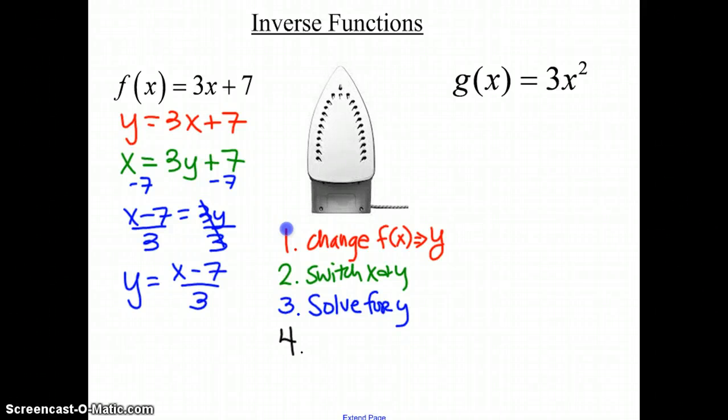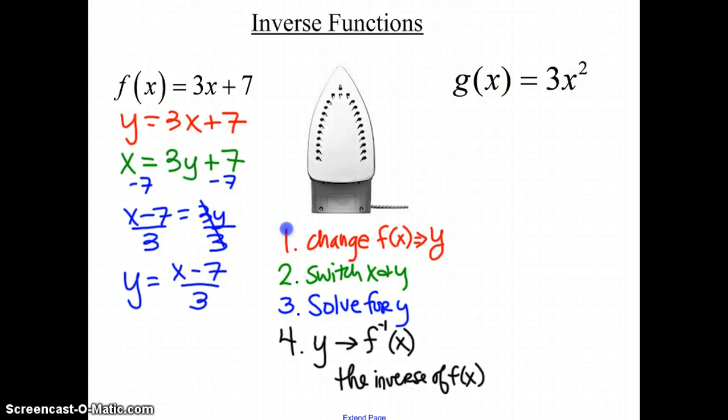And our final step is to take y and switch it back to f of x. But because this isn't the original f of x, this is the inverse of it, we make it look like that, f to the negative 1 of x. And you don't say f to the negative 1 of x, you just say the inverse of f of x. That's how you read that, with the little negative 1. So your answer would be the inverse of f of x equals (x minus 7) over 3.